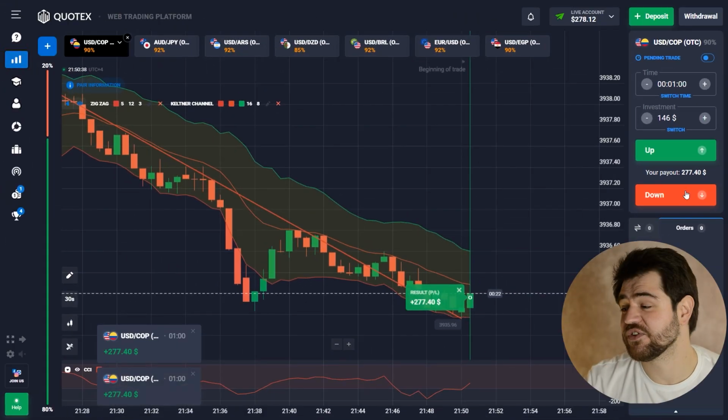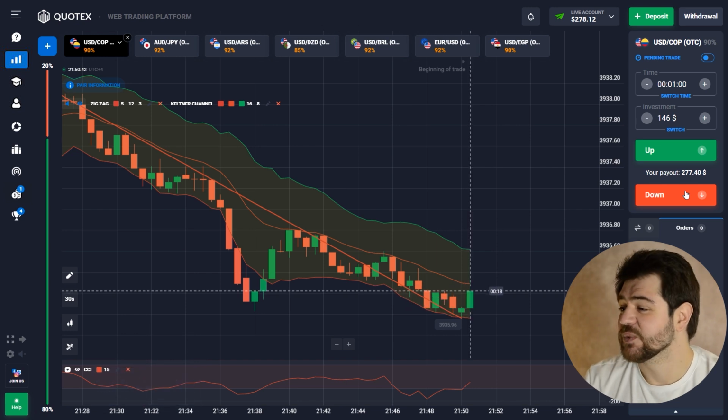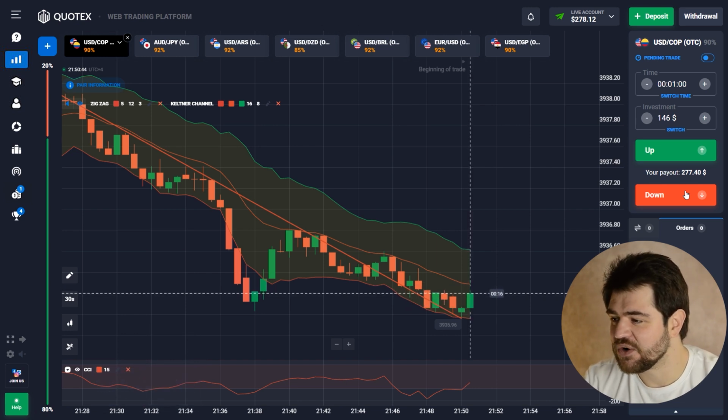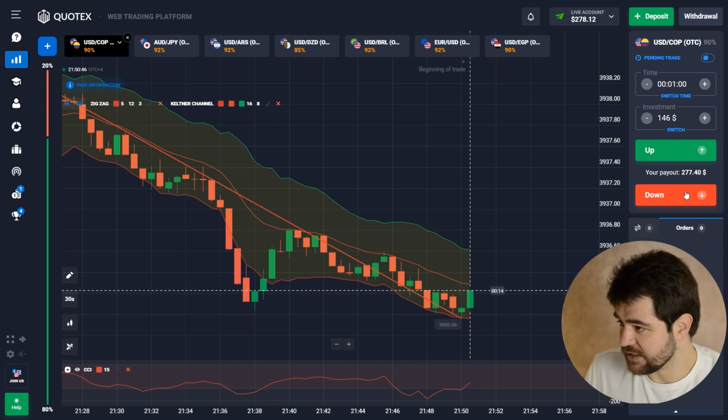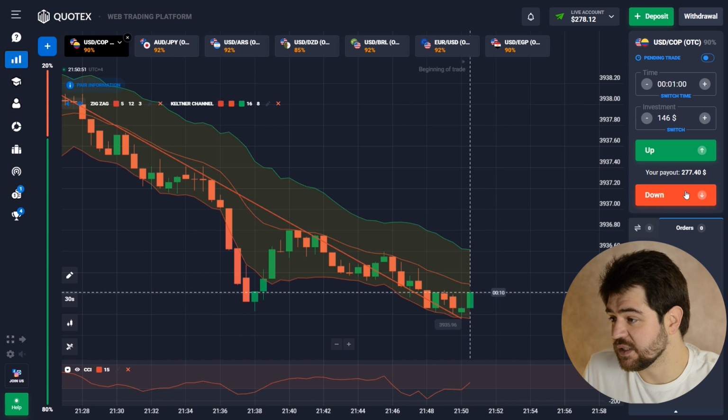Here it is, the profit from this option, $277 already. So what we're going to use towards the next option is 278. We have that on the balance, and I'm going to just go ahead and use that.